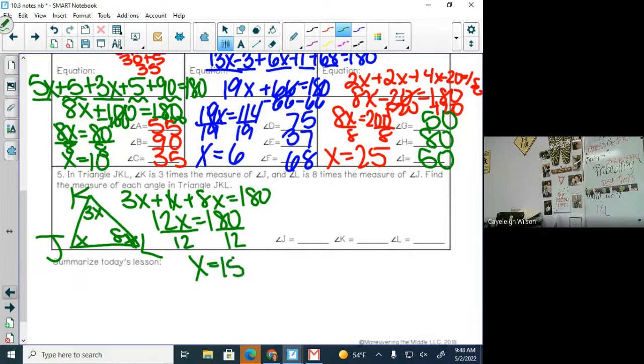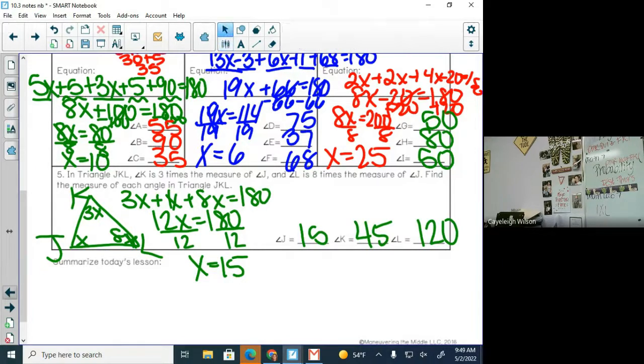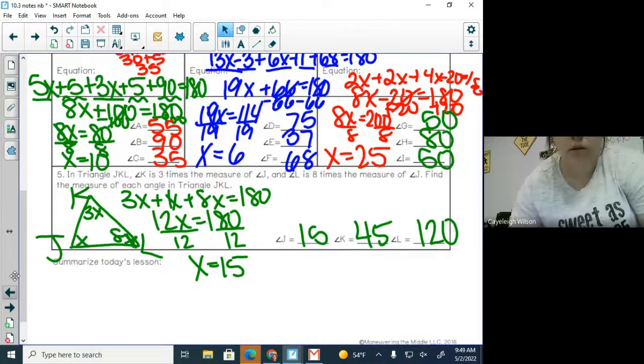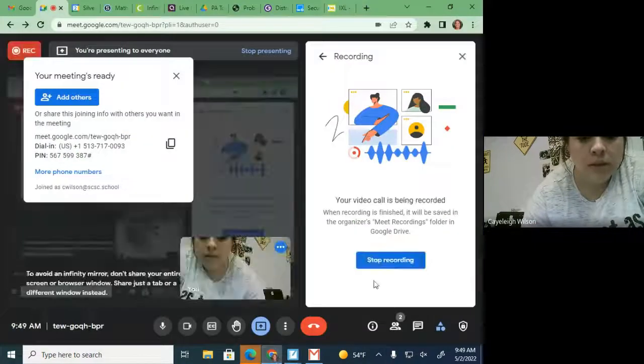15. So that means that angle J is 15. What about angle K? 45. Because 3 times 15 is 45. And then angle L, 120. And 120 plus 45 plus 15, that is 180.